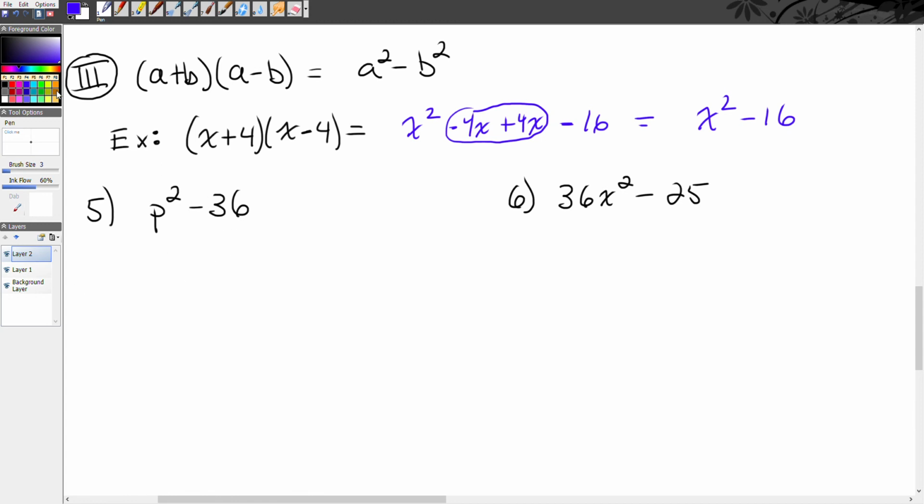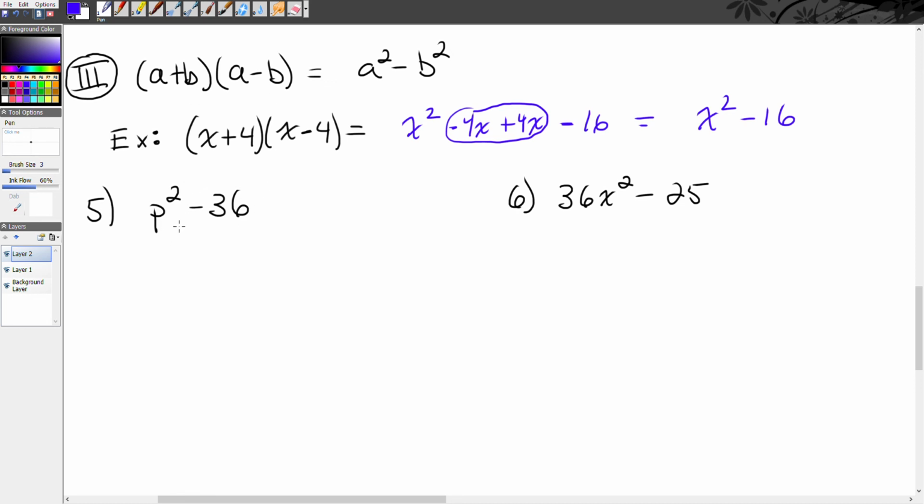Let's take a look at number 5. So we have p squared minus 36. Again, is p squared a perfect square? Yes. Is 36 a perfect square? Yes. And there's no middle term, and it's minus. So this tells me I probably have an a plus b times a minus b.